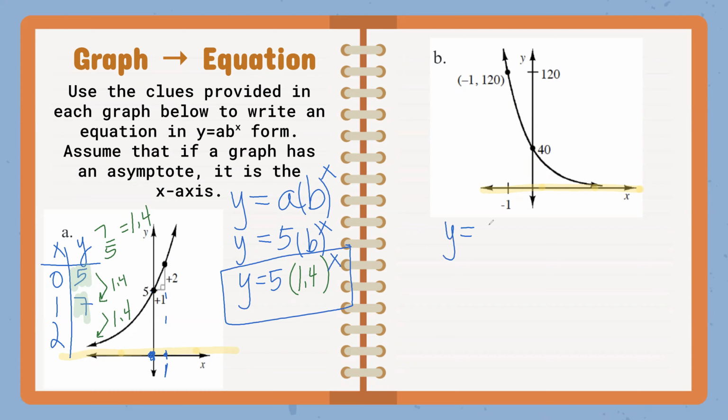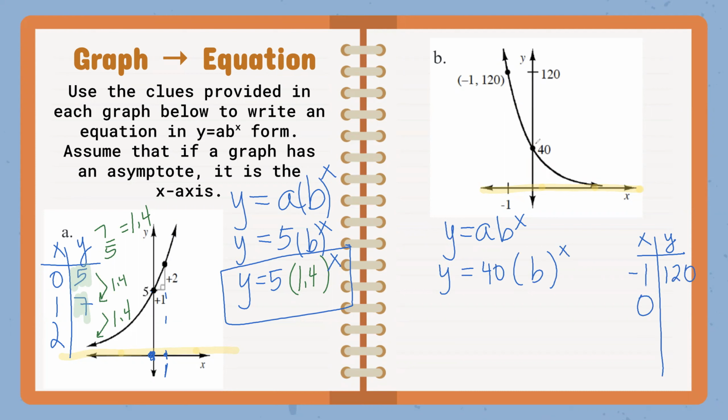y is equal to ab to the x. We know that. We also know a is the starting value, and you are given the starting value. What is your starting value? It's 40. Okay, so I'm going to plug in 40 right away. Now I need to figure out my b. So let me make a little table. They give us this point, so I'm going to put that point in my table. -1, it's at 120. When x is 0, I'm at 40. And that's all the information I'm given, which is enough.